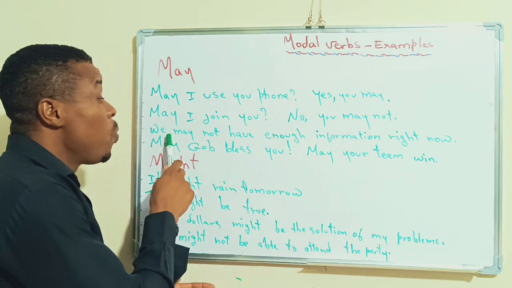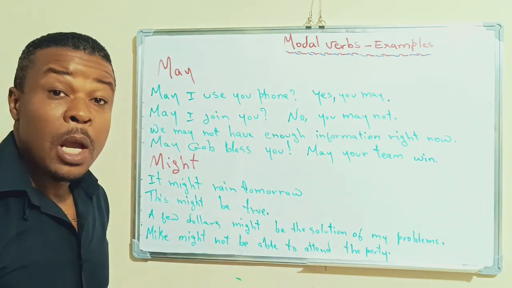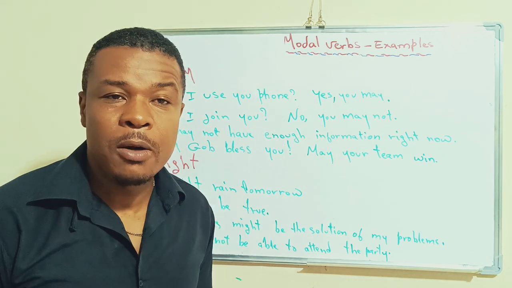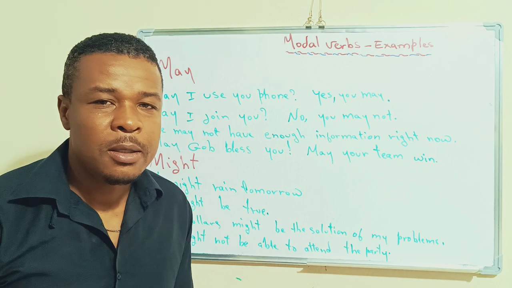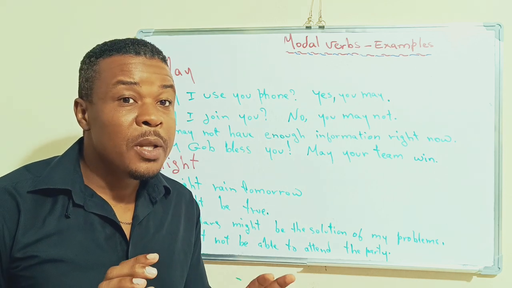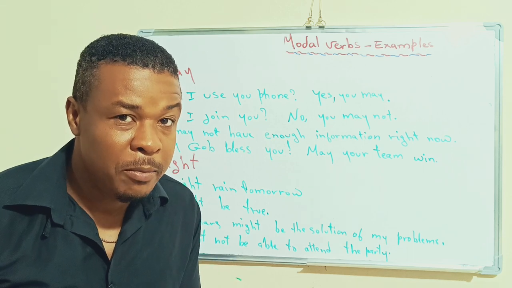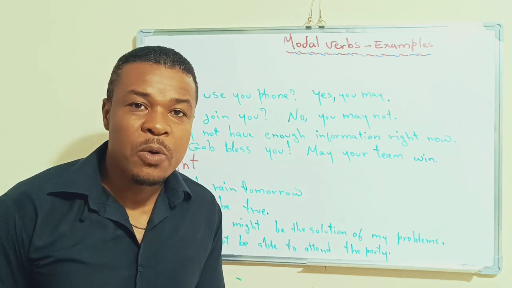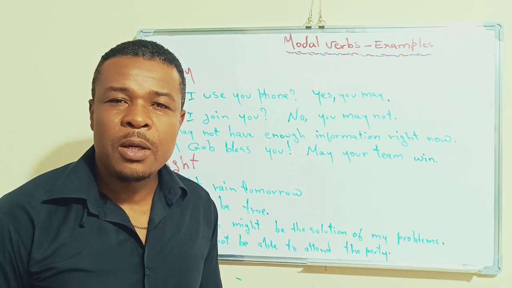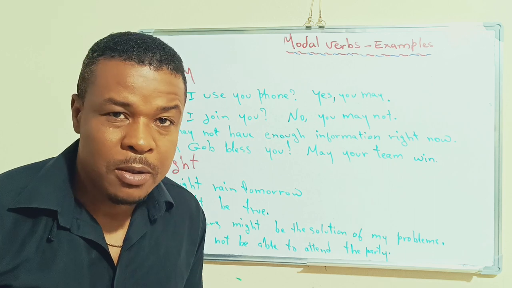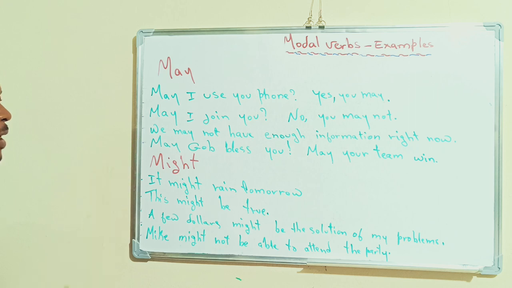The next one. We may not have enough information right now. Eso es como like a weak possibility or something like you're not sure about it. But it is possible that we don't have enough information at the moment. You see, when you say we may not have enough information right now, puede que no tengamos suficiente información ahora, ¿verdad? Para proceder con X o Y caso, ¿verdad? All right, so let's go with the next example.